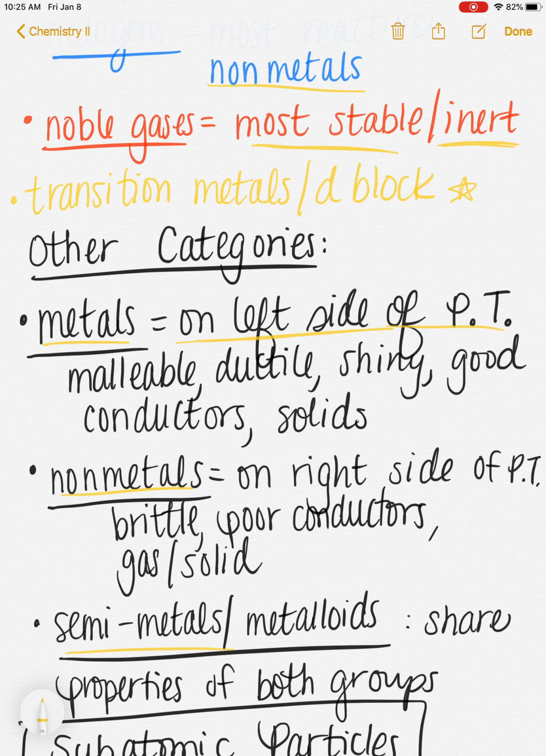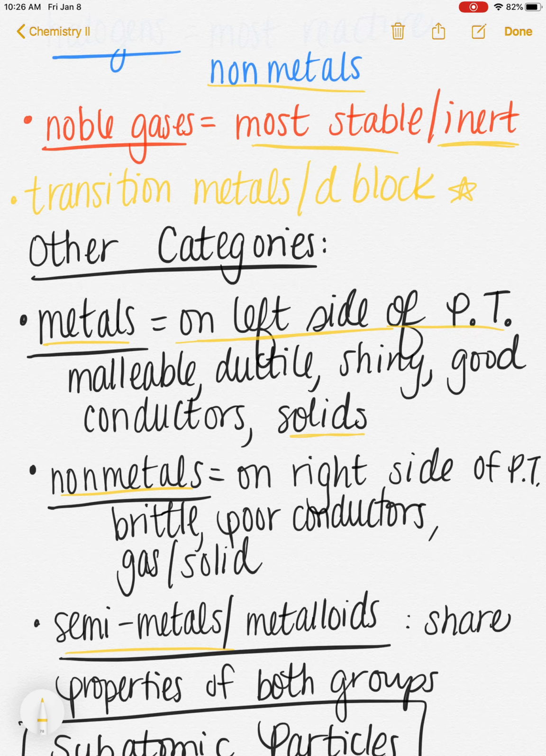They are malleable, which means if you strike them, they will bend without shattering. They can be hammered into thin sheets or foil, which is very useful. They're ductile, which means that they can be drawn into wires. They're shiny, and they are good conductors of heat and electricity. The vast majority of metals are solids at room temperature. Remember, there is one metal that is a liquid at room temperature. That is mercury.